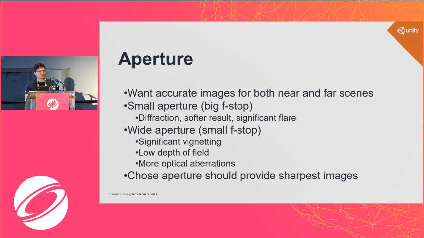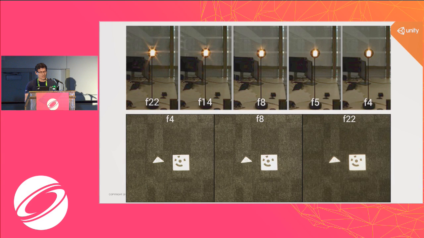And for the aperture, we want accurate images for both near and far scene. Small aperture causes diffraction, produces softer results and significant flares. And wide aperture has significant vignetting, low depth of field, and aberration is more prevalent. So the best aperture should provide sharp images. In our test, we found that f8 provides the sharpest image, while at the same time minimizing lens artifacts.